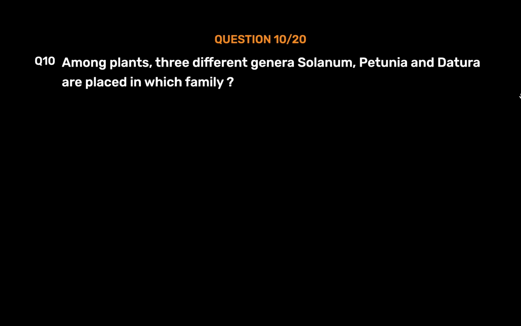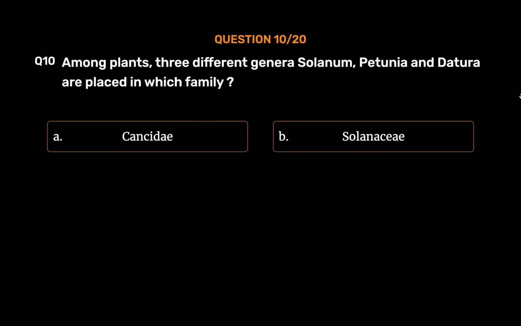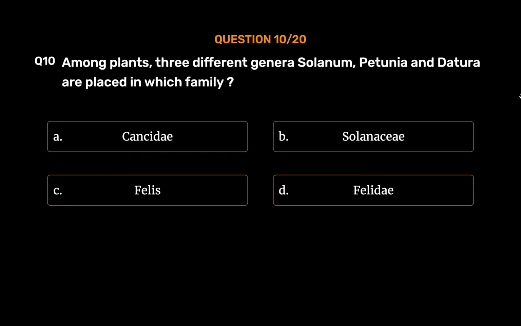Question number 10. Among plants, 3 different genera Solanum, Petunia and Dhatura are placed in which family? Option A. Canidae. Option B. Solanaceae. Option C. Felis. Option D. Felidae. The correct answer is Option B.